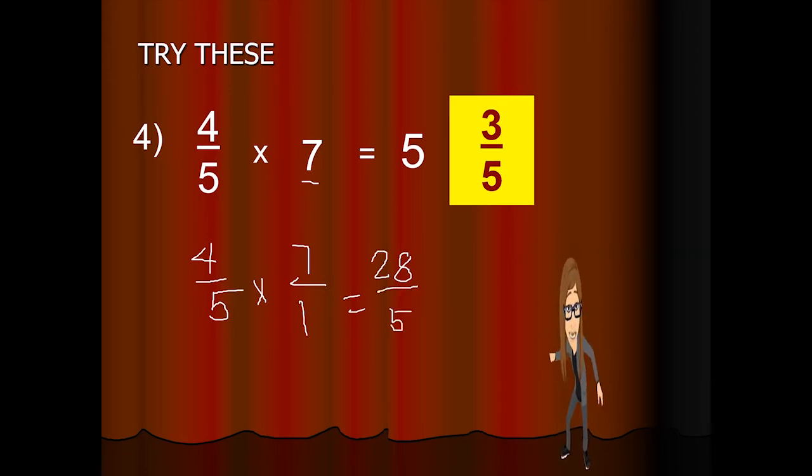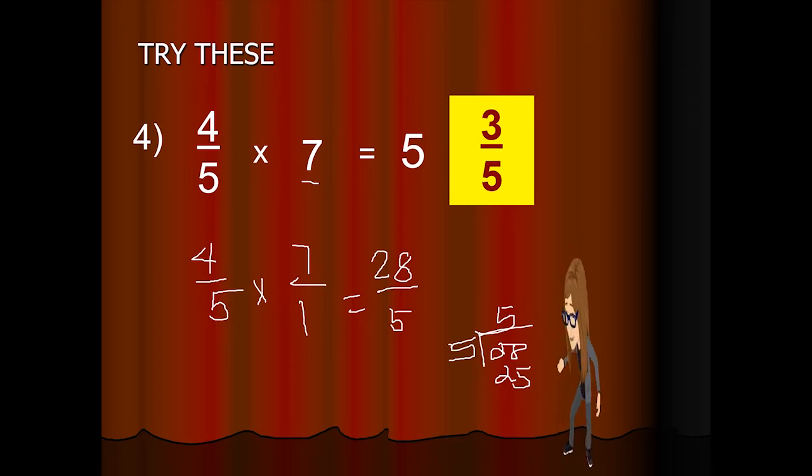So we need to change this to lowest term. So we have 28 divided by 5. 28 divided by 5 is what? So we have 28 by 5, okay. So we have 5. 5 times 5 is 25. 28 minus 25 is 3. So the answer is 5 and 3 over 5. Correct. Very good.